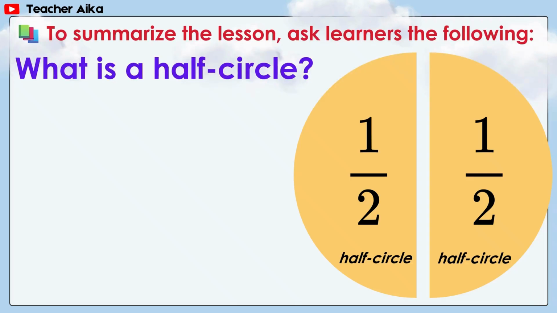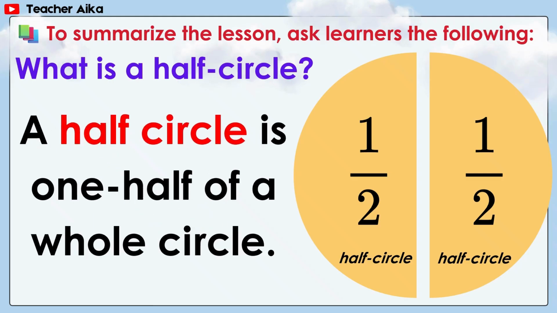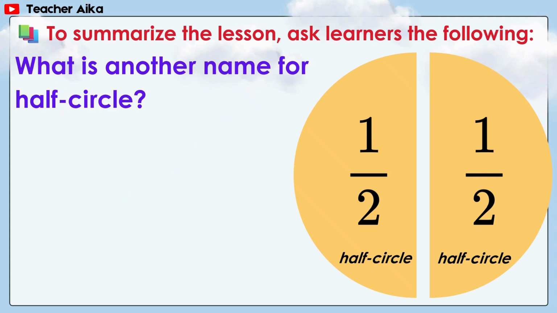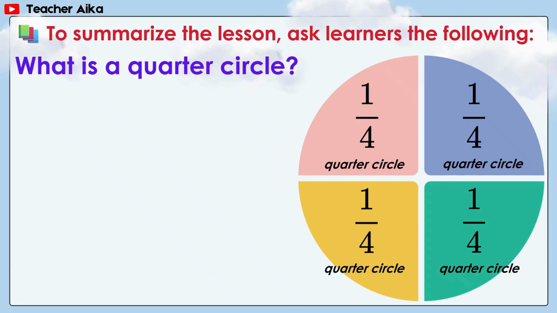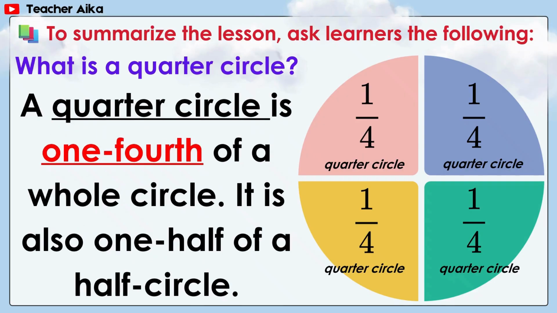To summarize the lesson, ask learners the following. What is a half circle? A half circle is one half of a whole circle. What is another name for half circle? It is also called semicircle. What is a quarter circle? A quarter circle is 1/4 of a whole circle. It is also 1/2 of a half circle.